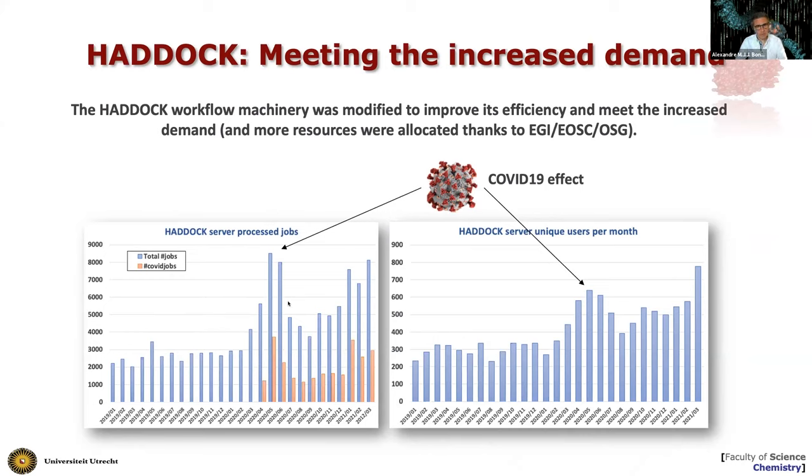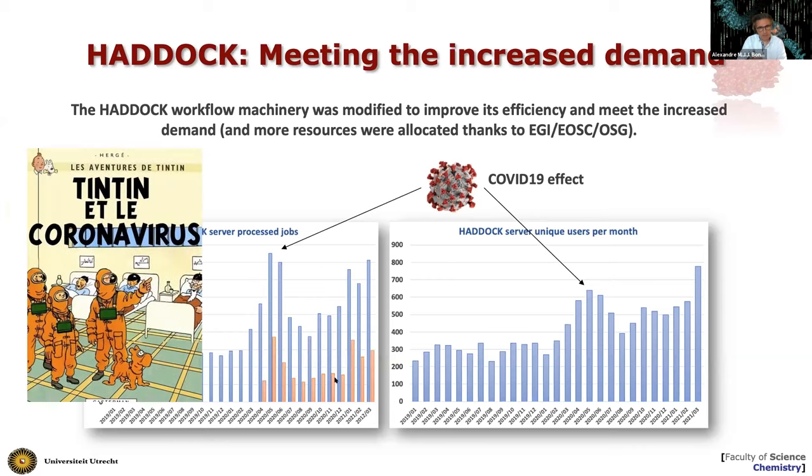They could not work in the lab anymore because they had to be at home, and all of a sudden they were doing computing, and we noticed that in the usage of our resource, both in the number of users using the service per month, but also in the number of submissions. And since April, we have been tracking the number of COVID-related submissions. You could say that Captain Haddock was actually foreseeing that.